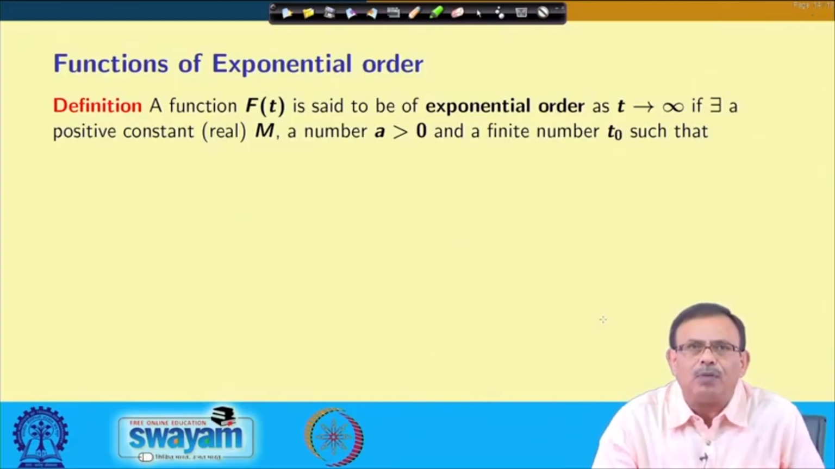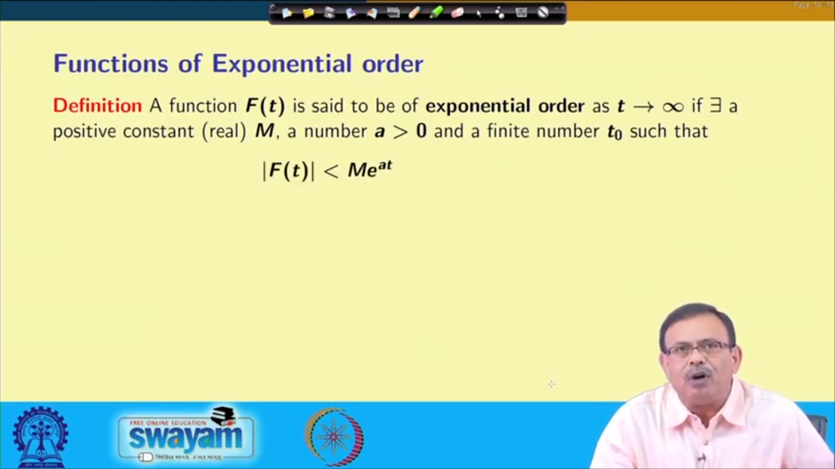Now come to the other one, that is function of exponential order. A function f(t) is said to be of exponential order as t approaches infinity if there exists a positive constant real number capital M and a number a and a finite number t0 such that absolute value of f(t), modulus of f(t), is less than M into e power at.